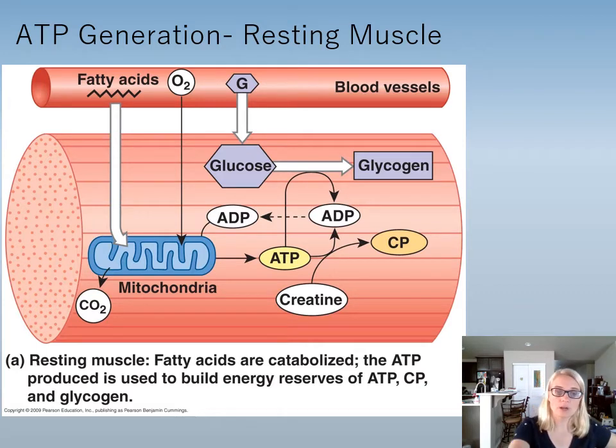So what are these resting muscles doing? Well, the glucose that comes in is going to be stored as glycogen. So we don't need to burn that right away. We can store it because we have the fatty acids to burn. Fatty acids go through cellular respiration, very similar to glucose. They skip glycolysis, but they can still go through Krebs and drive the electron transport chain. So we're producing a lot of ATP, okay? But we're not actively needing that ATP.